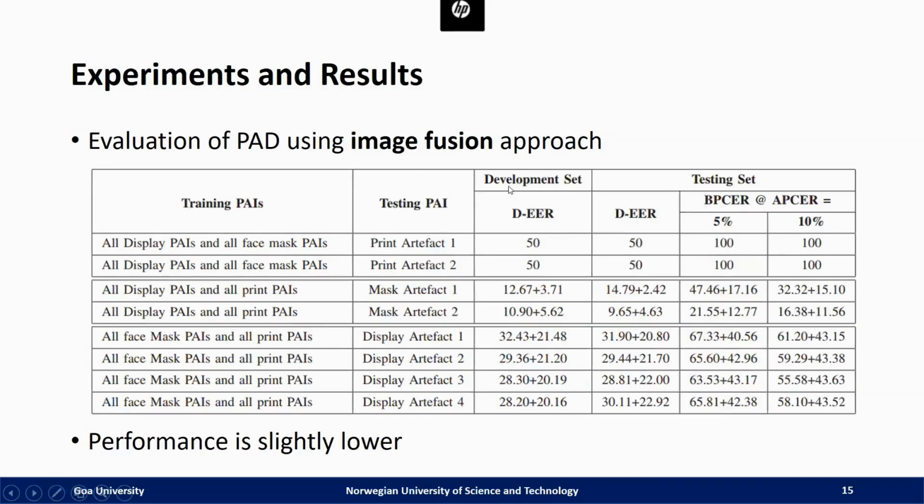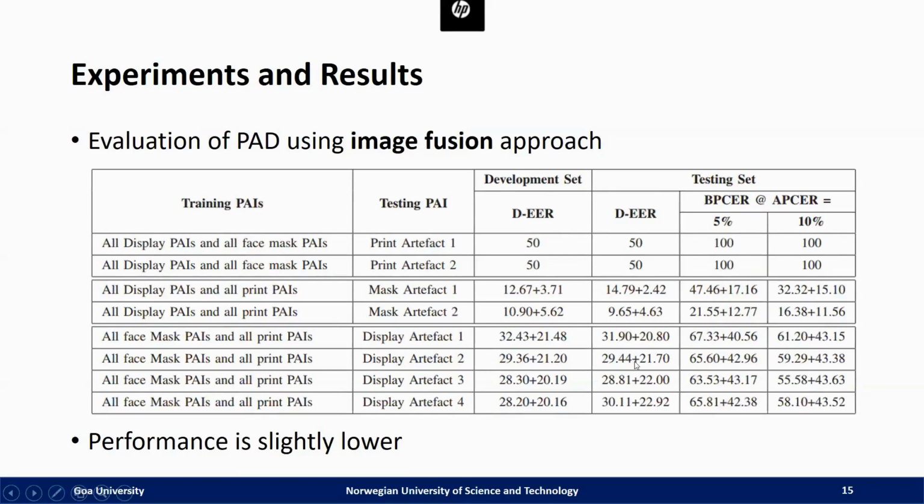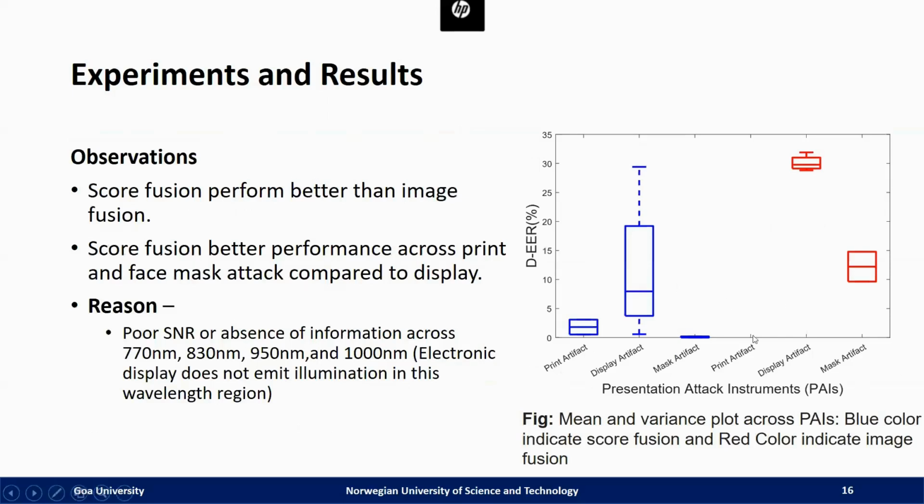However, when we do the image fusion, the performance did not change that much. That means that compared to the score level, the performance is highly degraded, especially with the sensor level fusion. So this concludes that at the sensor level, even though we have more information, since we are trying to compress all these 9 bands into one single band, obviously the information is not enough to identify the presentation attack. This is just a box plot to have a better visualization of the results.